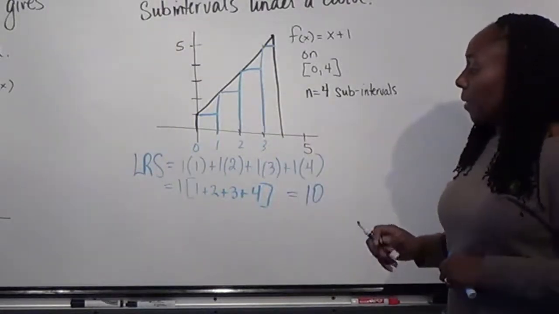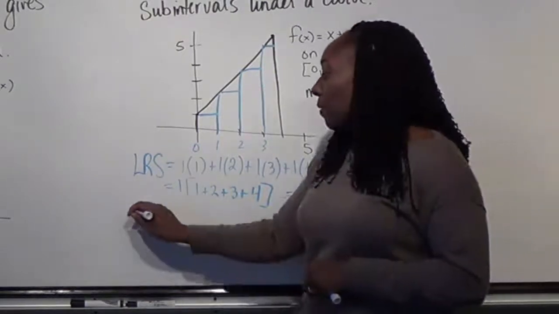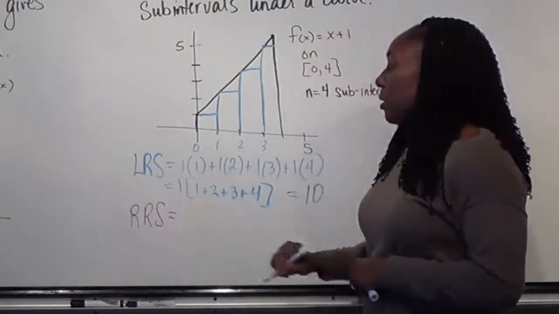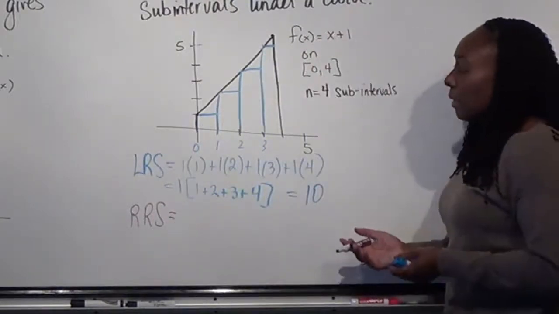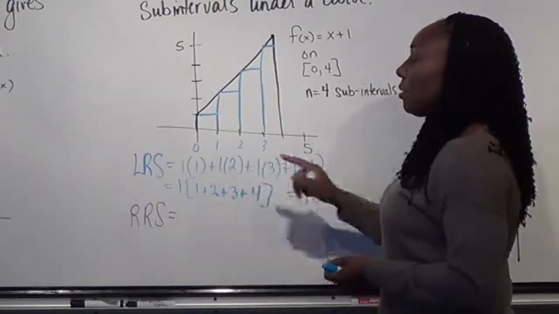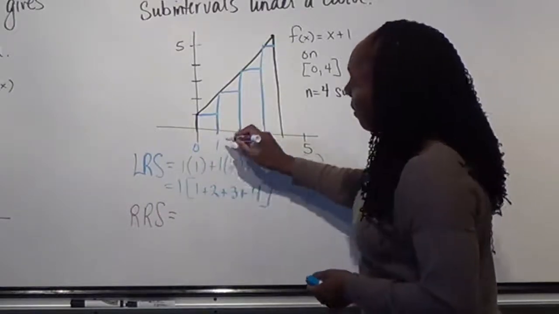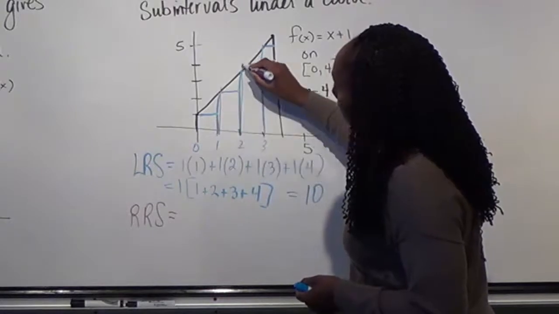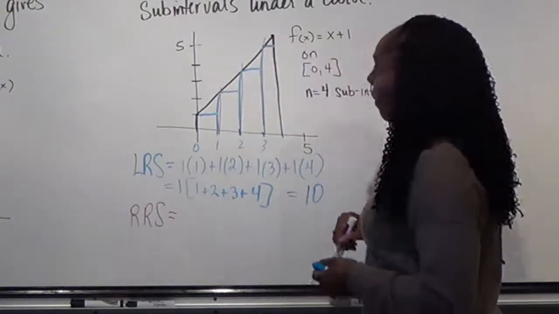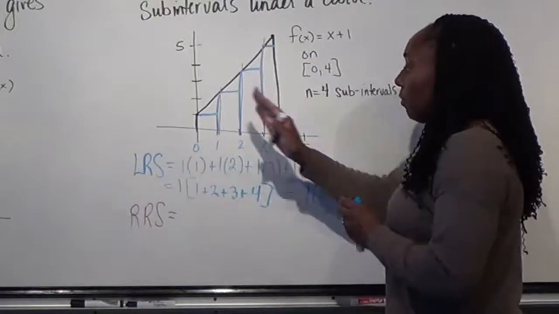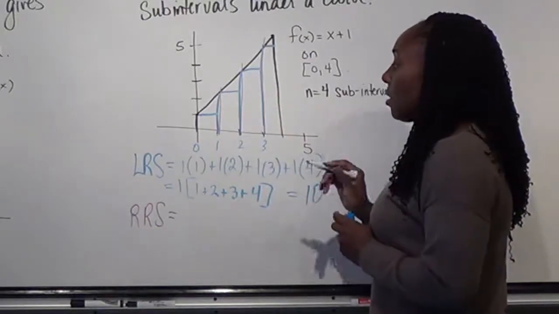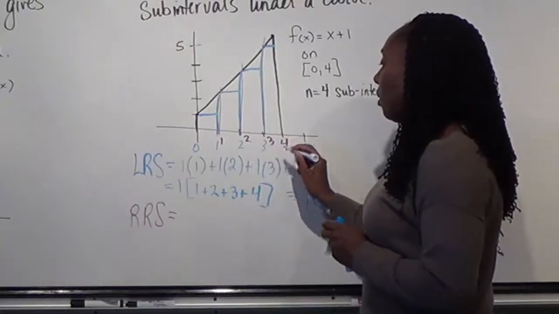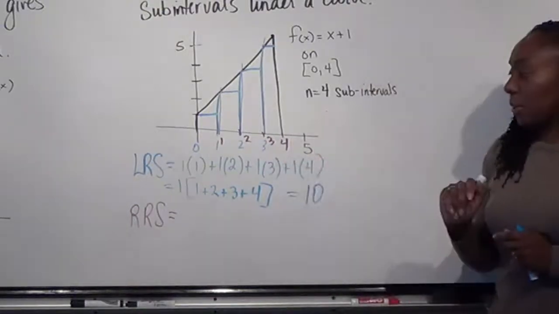Okay. Now, like I said, we're going to do both left and right. So if I look at the right-hand endpoints, or the right Riemann sum, the only thing that changes is what I'm going to use as my heights. So I'm still going to have the same subintervals. Okay, I'm going to kind of draw them sideways there. Okay, so the same 4 regions. The difference is now I'm looking at 1, 2, 3, and 4 as my right-hand endpoints.